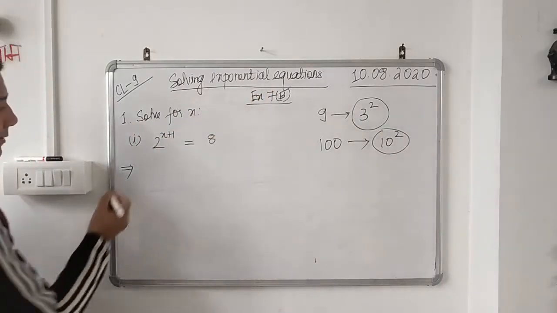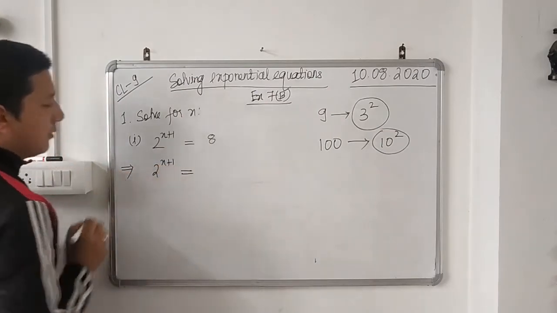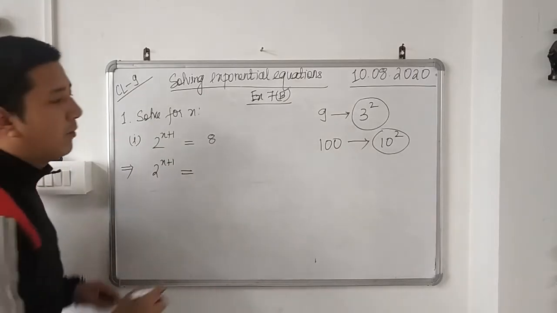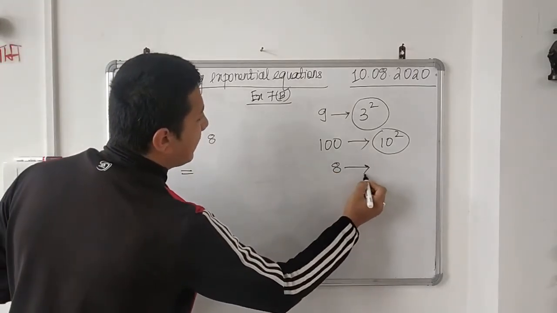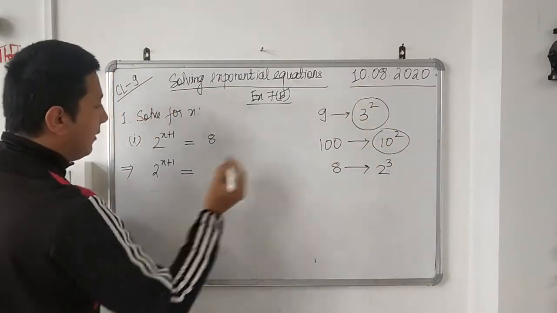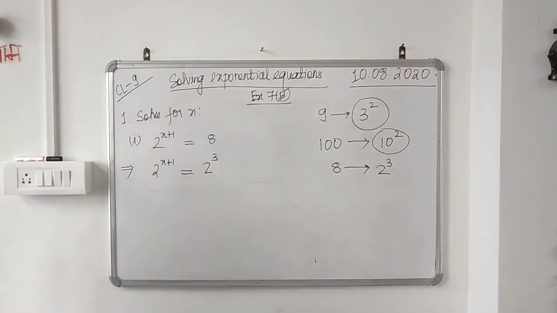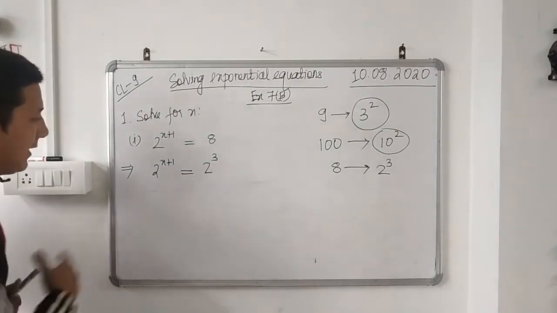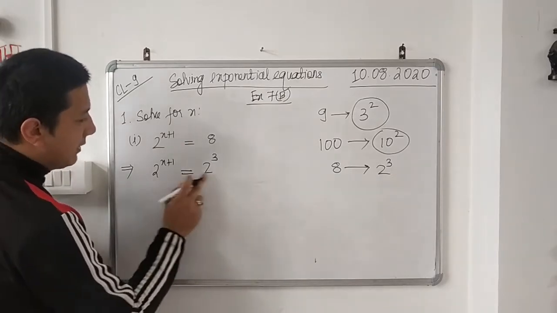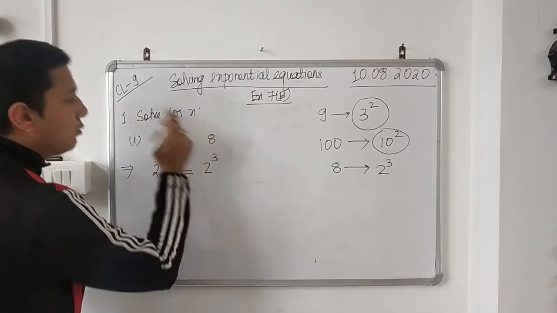So before that, see 2 to the power x plus 1, I can write 2 to the power x plus 1. But how will I write 8? Can you give me the exponential form of 8? How can I write 8? Can I write 2 to the power 3? 2 2s are 4, 4 2s are 8. So 2 to the power 3. The moment I write this, the next step now, we have to write, as the bases are same, see, the base is 2, the base is 2. When the bases are same, then the powers will also be same.